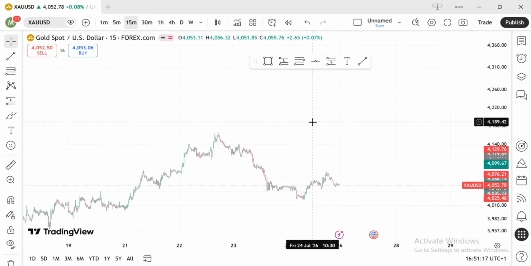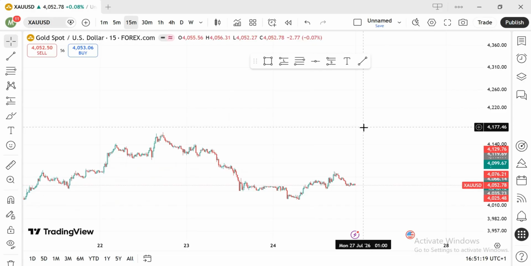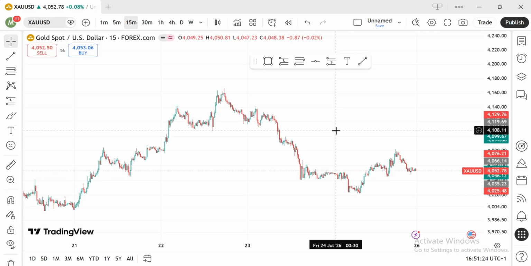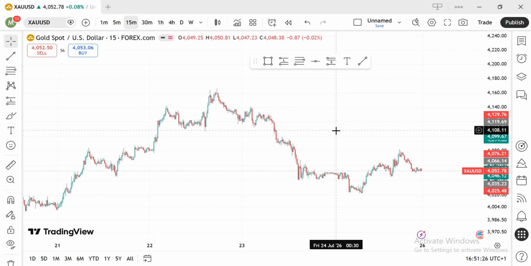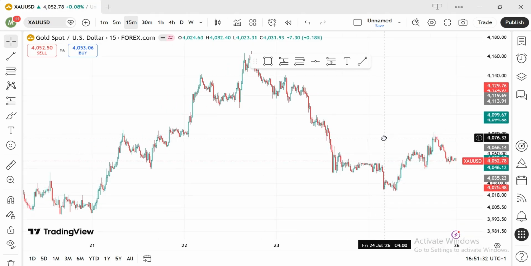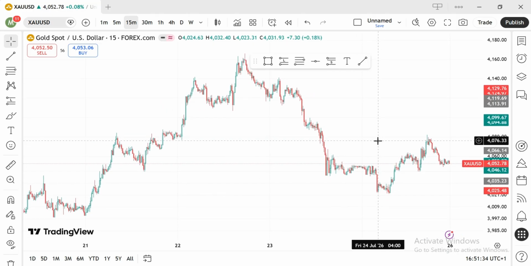Now, like we have established, we know that we are in a downtrend, a bearish trend, and all our entries should be a sell entry. Now, this is the 15 minutes time frame. This is the time frame I normally use to enter my trades.